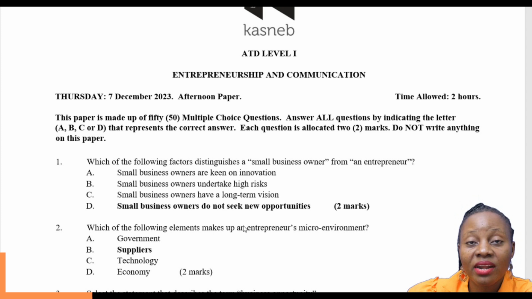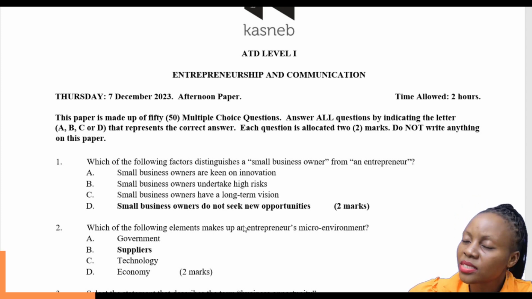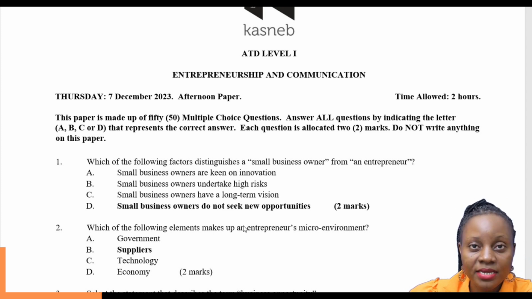Entrepreneurs are people who are very creative and innovative. They're always ready and willing to take risks. So anything new that comes across, they dive in with it and ensure that it's going to bring them profits, it's going to bring them returns in the business.